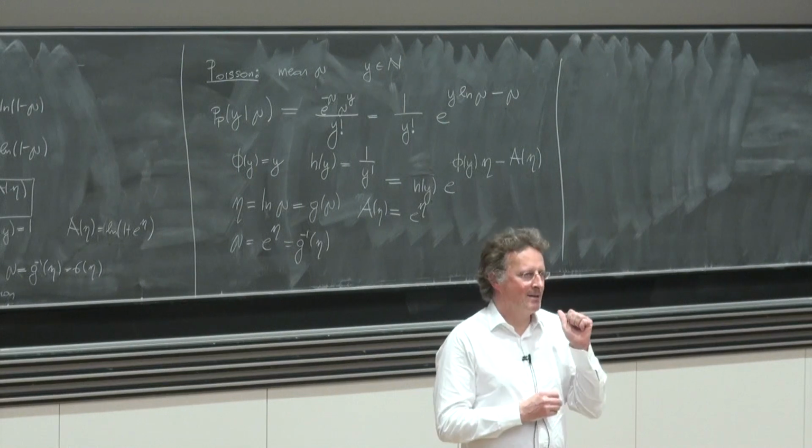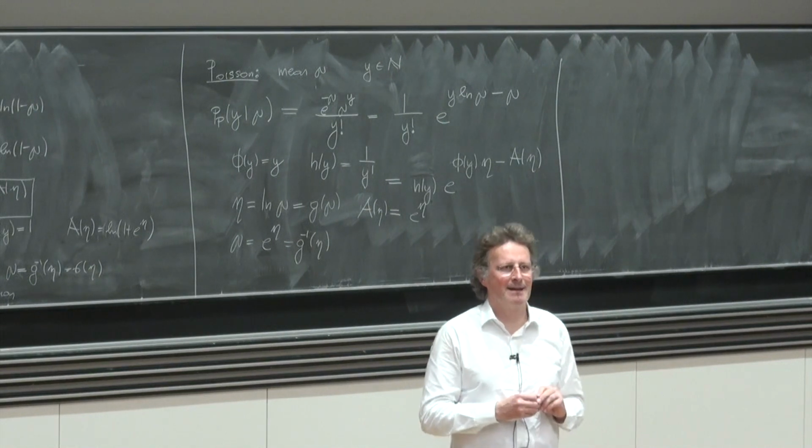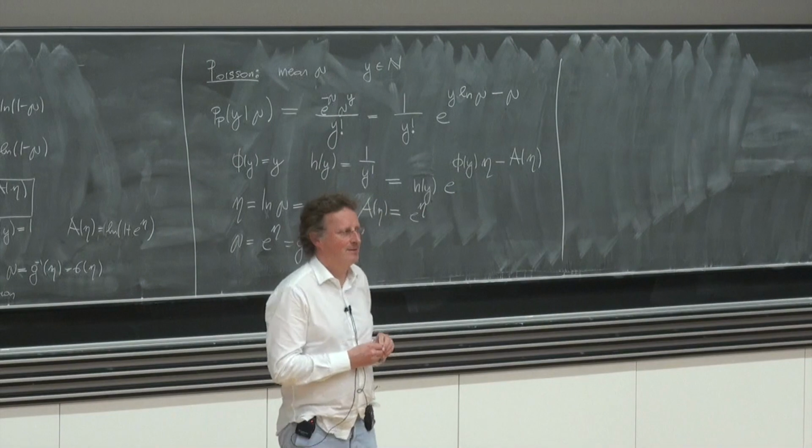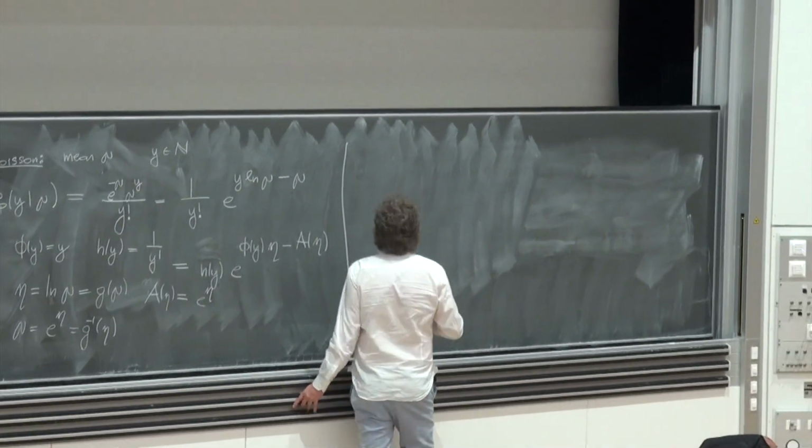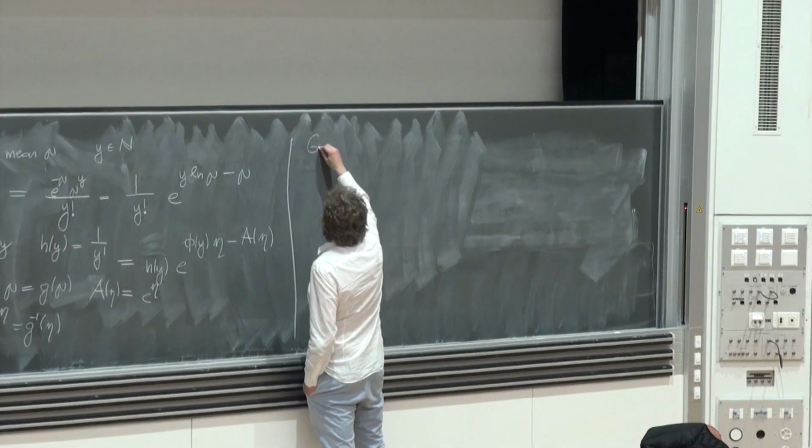Okay, we'll do still one more, and then I'll tell you why we're doing it. But we need to go back to these examples. Another good one is, of course, the Gaussian.